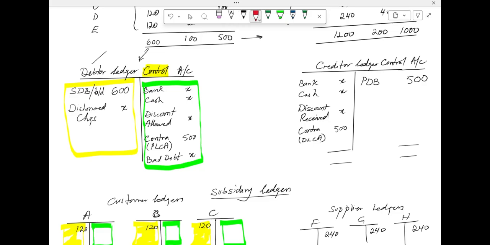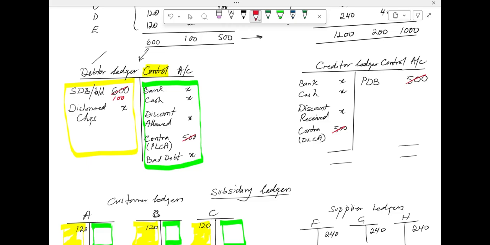So now you can see that this 500 cancels this 500, which means I do not have to send them a check of 500. Look at the debtor ledger control account. This 500 will only cancel 500. That means there is a balance of 100. I will be collecting £100 from the accounting firm for the training of their staff.